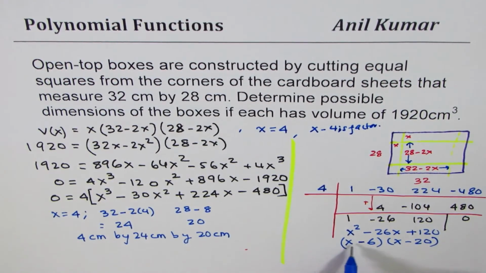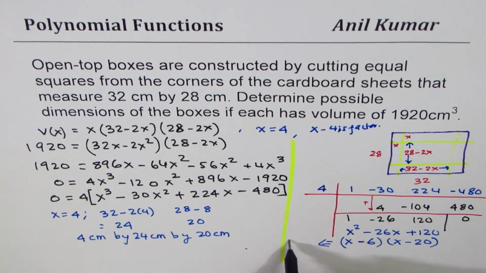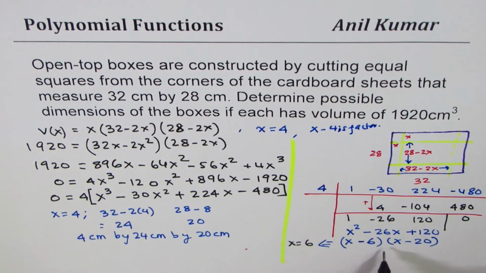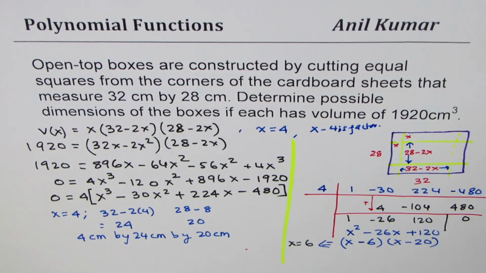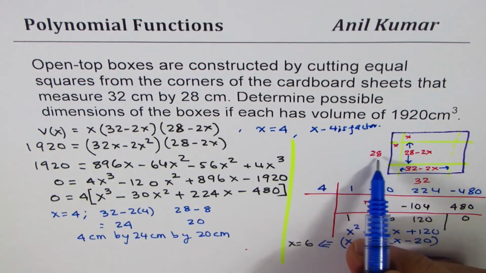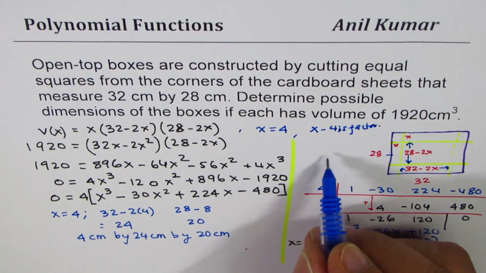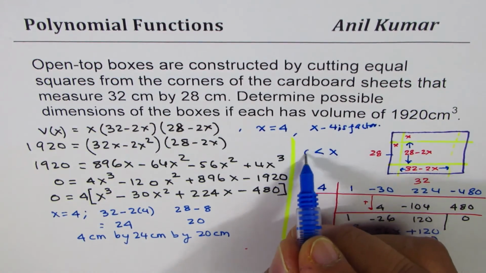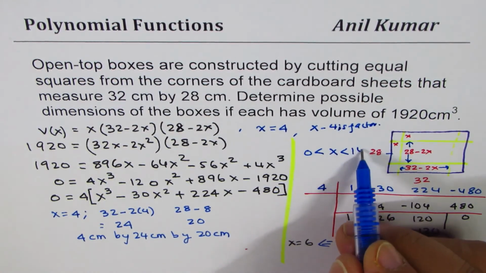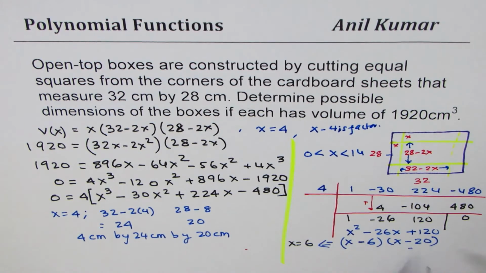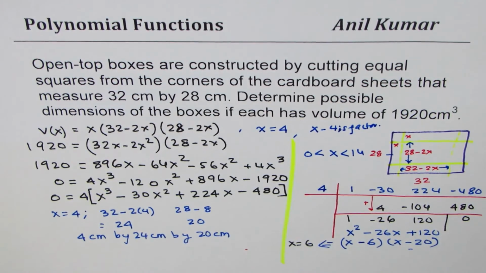Correct? So that becomes the other factor, which gives you another set, and x equals 6 is a solution, right? Now in this case you will find that since 28 is your limit, the value of x has to be greater than 0 and less than half of 28, which is 14, correct? So 20 is not a solution. So x equals 6 is also a solution.